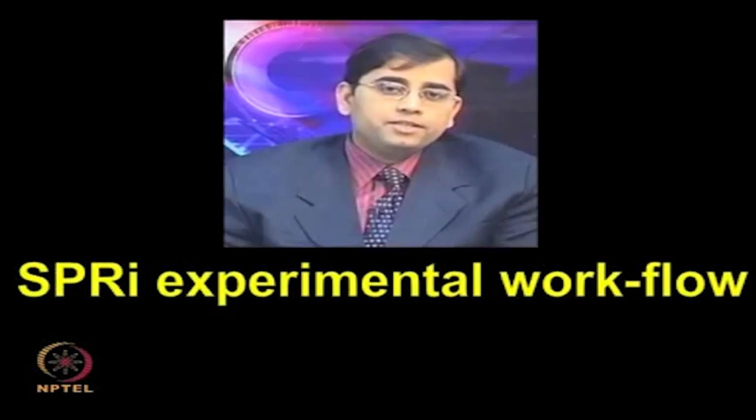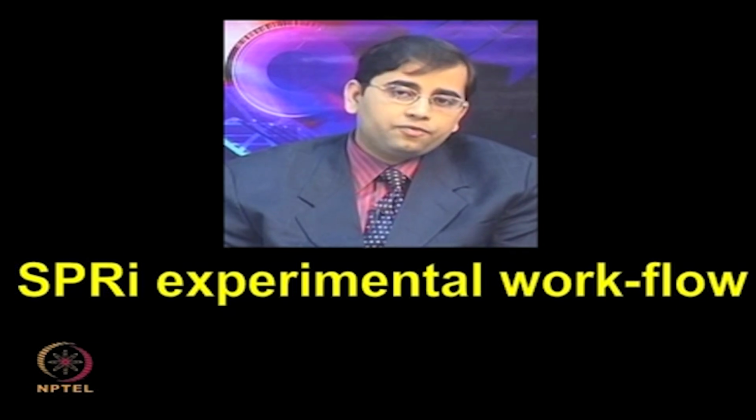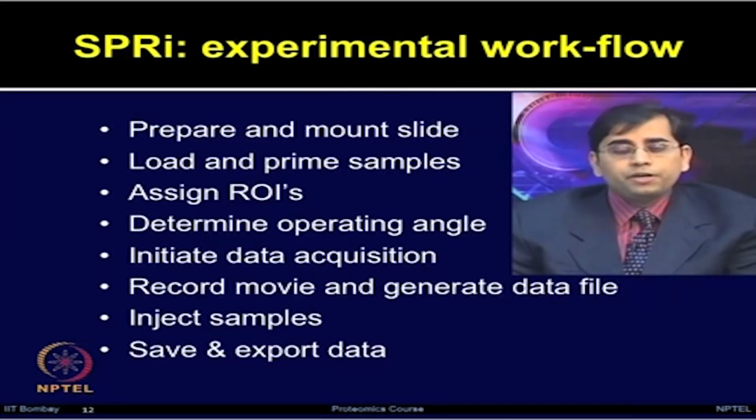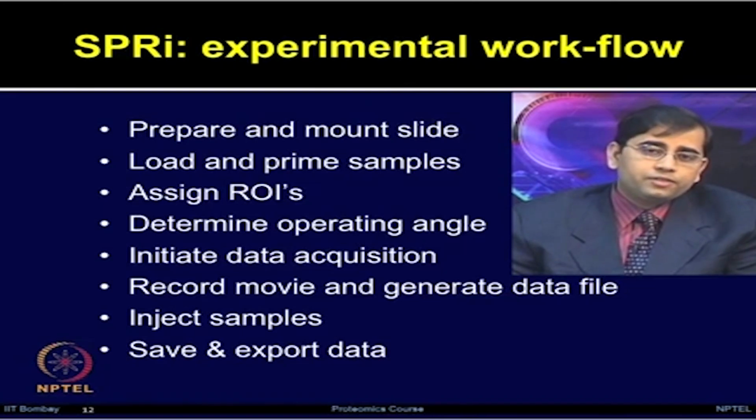Now, let us talk about the experimental workflow involved in an SPR imaging experiment. The SPRi fixes on a single incidence angle and monitors the reflection intensity for the whole array as a function of time. There are various steps which are involved in performing SPR imaging experiments. So, let us go through some of these steps in more detail. The steps involve preparation and mounting the slide on the prism when you are starting the SPR imaging experiment, load and prime the samples, assign the region of interest, determine the operating angle, initiate the data acquisition, record movie and generate data file, inject the sample, and then finally, you can save and export the data.